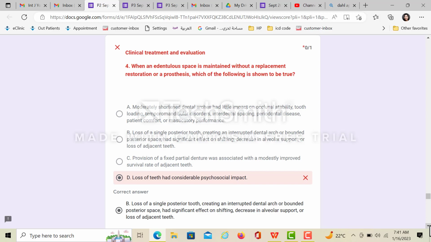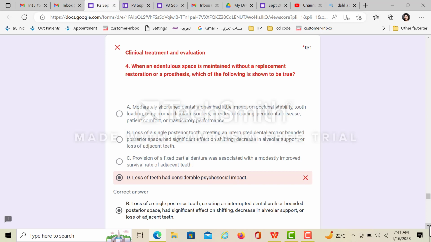Provision of a fixed partial denture was associated with modestly improved survival rate of the adjacent teeth. There is no study which states that, but I wouldn't say the statement is wrong. It probably would be correct. But the more correct option is option B, because the question asked what you expect in the edentulous space when you don't give a replacement, and option C says you have given a replacement. You understand? Hence, I would go with option B.